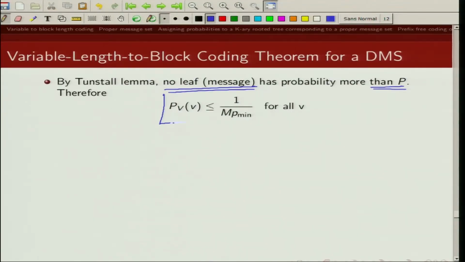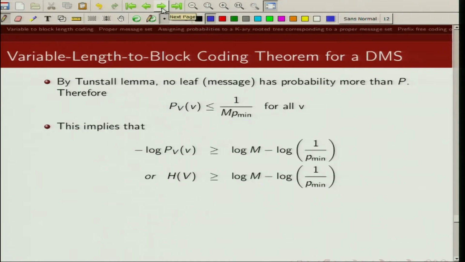So we can write this: that no leaf has probability more than p. So the probability of a node is basically less than or equal to 1 by m P min. Now if we take the log of this quantity and multiply by minus and sum over all P of V. Now the sum over P of V is basically 1, so it would not change anything on the right hand side.